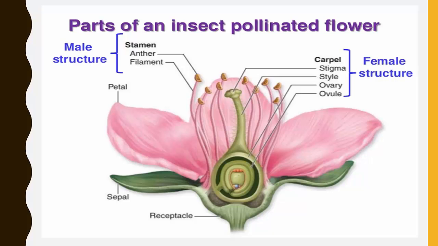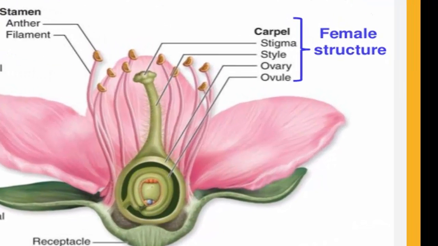Female reproductive organs are called pistil or carpel. It consists of 3 parts with a different function each. The ovary is the enlarged section at the base of the carpel. It contains the ovules, which contain the eggs.